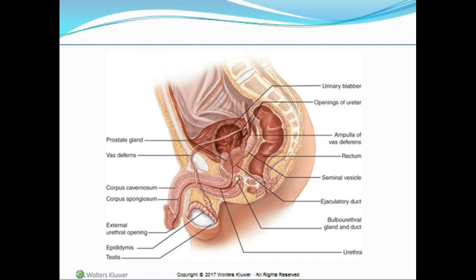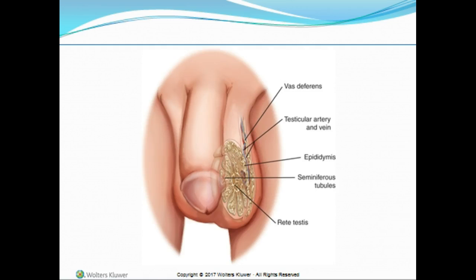So there are pictures of the internal male reproductive system, pictures of the external, and it shows the vas deferens, the epididymis, the seminiferous tubules.